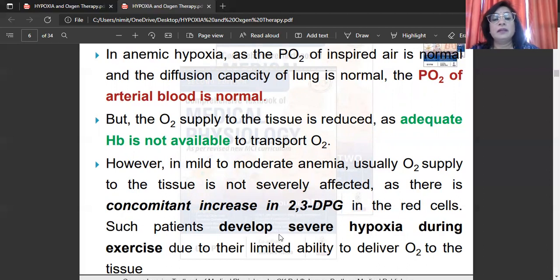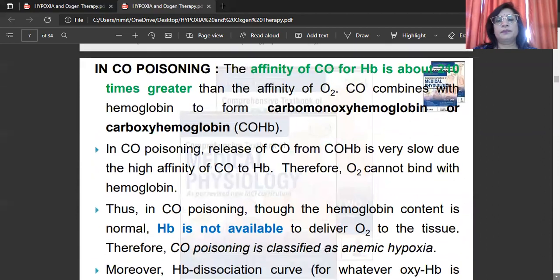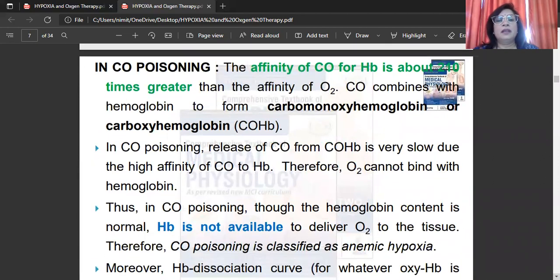But the patient will develop severe hypoxia during exercise. Why? Because of the limited ability to deliver oxygen to the tissue. Now, what happens in carbon monoxide poisoning?